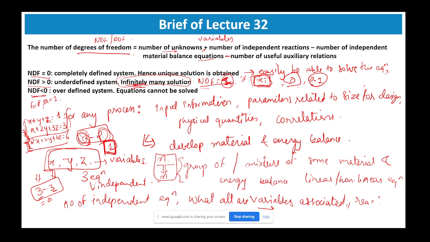Otherwise, there can be NDF less than 0, which means the system is overdefined. Okay, so in such a case, there will be one more equation which will not fit or will not be relatable to any of the other equations. So in that case, you will not be able to solve the equations. So okay, these two are favorable for solution. This is not favorable for solution.